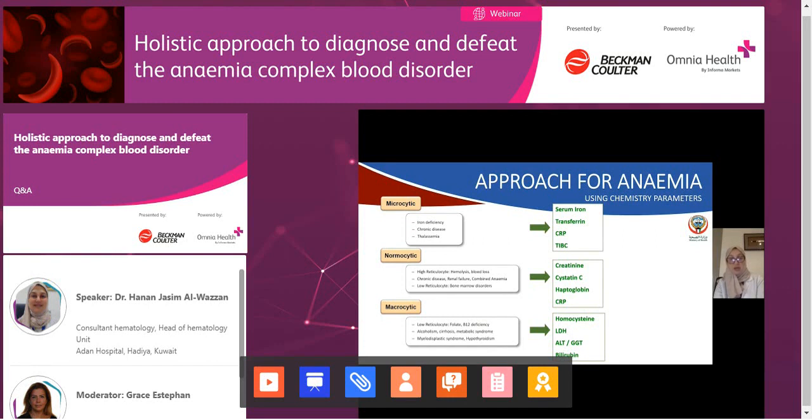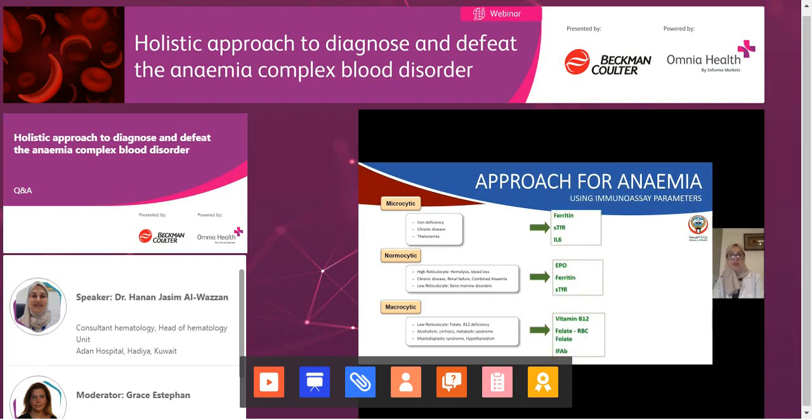If it is macrocytic anemia with low reticulocyte count, it could be B12 and folate deficiency, so we'll do the homocysteine level. If we suspect B12 and folate deficiency, and if it is not, it could be alcoholism or cirrhosis. We'll do liver enzymes, or it could be metabolic syndrome, or it could be due to MDS.